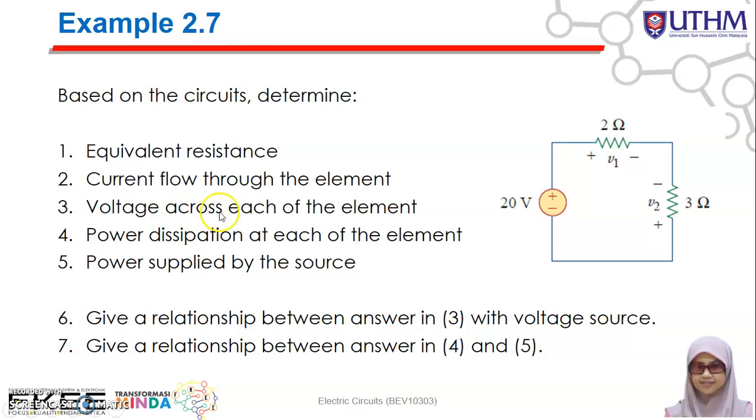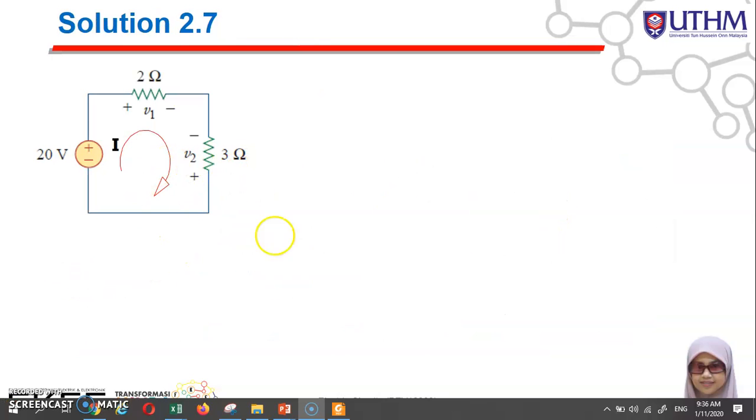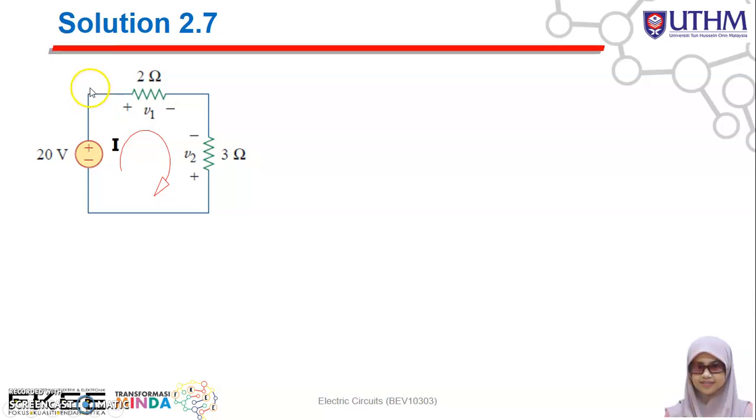So you need to compare your answer, how to relate the voltage drop at each of the elements with the voltage source. Okay, and then finally the last question is give a relationship between the answer in 4 and 5. How to relate the power dissipation at each of the elements and the power supplied by the source. Alright.